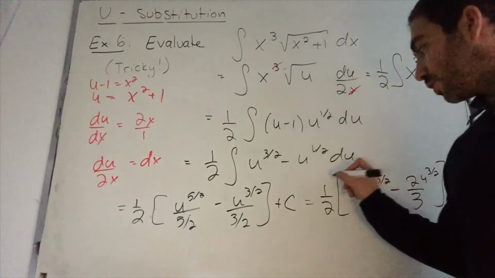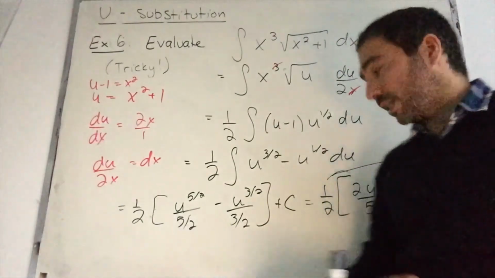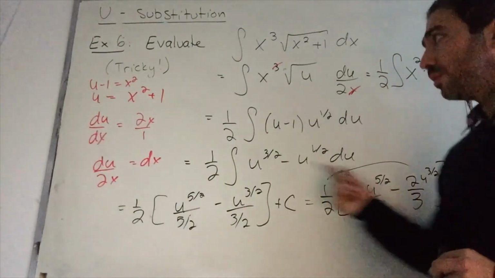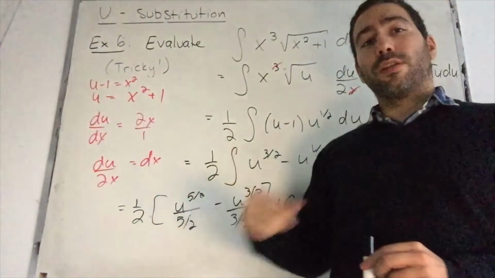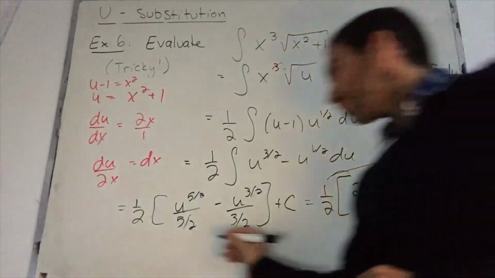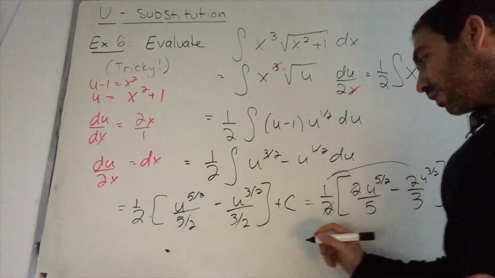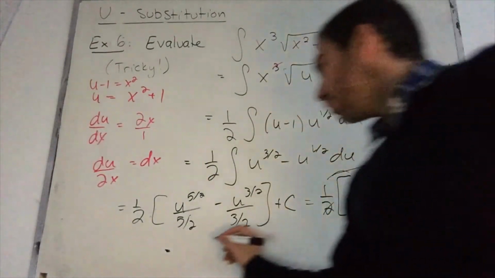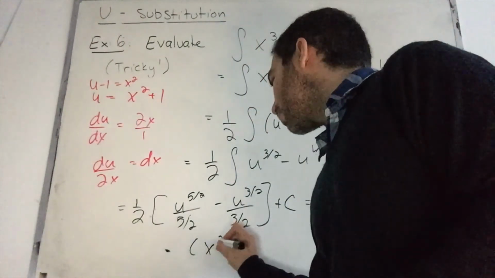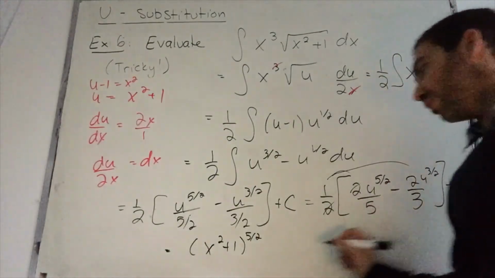Okay, next we could distribute the 1/2. And at the same time, we have to express our answer solely in terms of x. So we cannot write u. What's u equal to? X squared plus 1. Let's replace the u's with x squared plus 1, and at the same time distribute the 1/2. Leaving us with 1/2 times 2/5, the 2's cancel, leaving us with a 1/5, and the u we're going to replace with x squared plus 1. So same exponent, 5/2, and we're left with divided by 5.